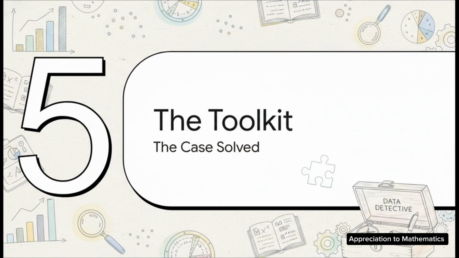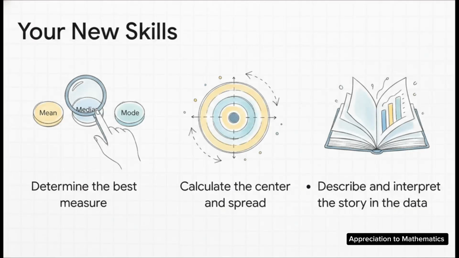And just like that, the case is really starting to come together. When you combine our measures of the center with our measures of the spread, you can now tell a complete, compelling story from just a bunch of numbers. You've officially assembled your own powerful data detective toolkit. So what can you actually do with this kit? Well, you can now look at pretty much any dataset and figure out the best way to describe it. You can confidently calculate its center and its spread. But honestly, the most important thing is that you can go beyond just looking at numbers and truly interpret the real story that's been hiding in the data all along.